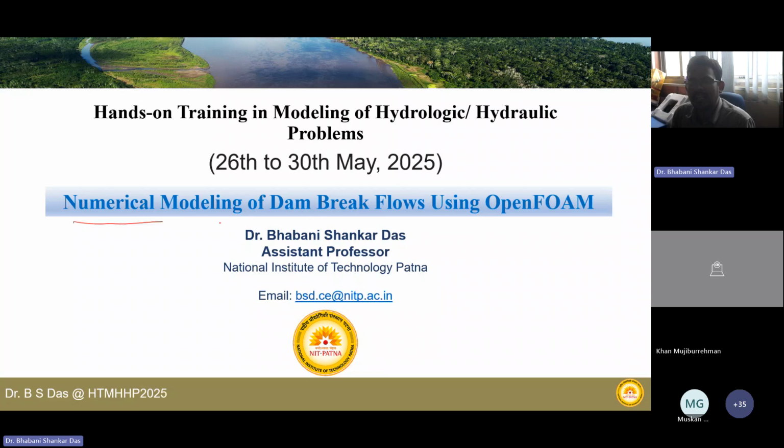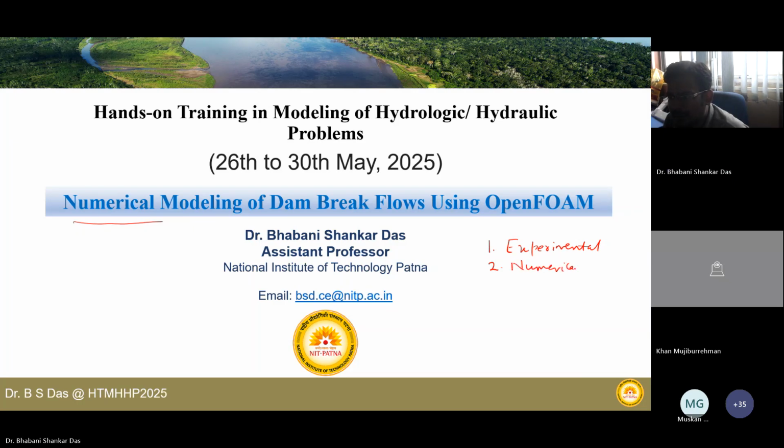What are the different techniques we have in water resource engineering? First, we understand the experimental things, experimental modeling. In second place, we have numerical modeling. And in third place, in the last 20 years, we have the AI models.